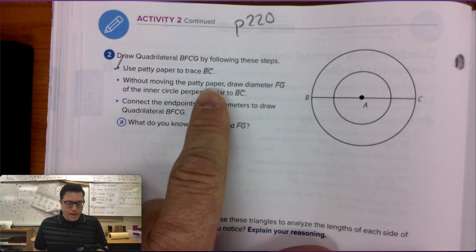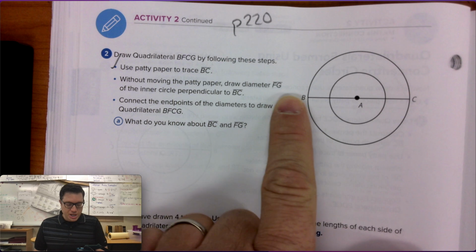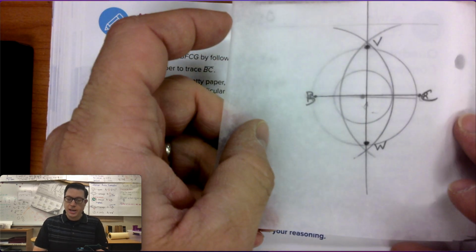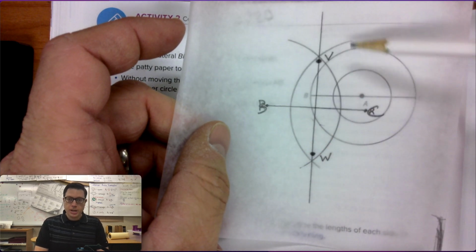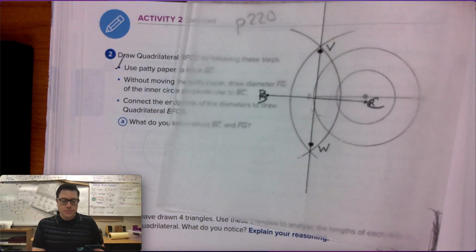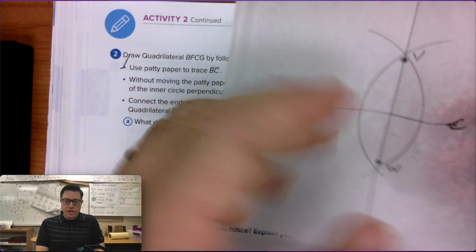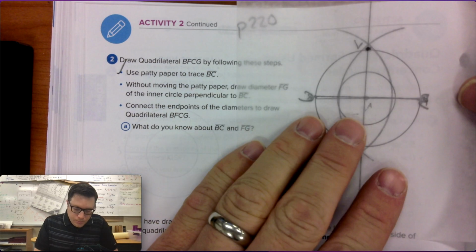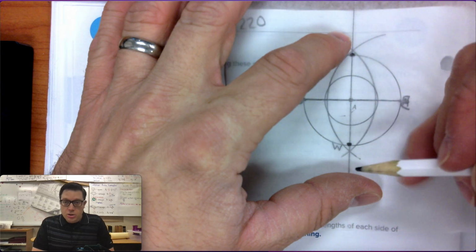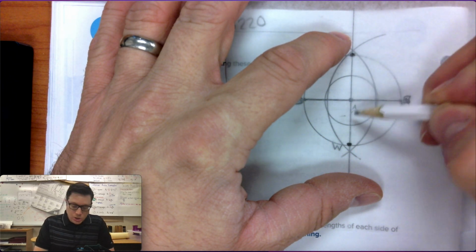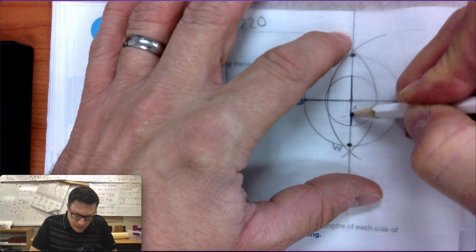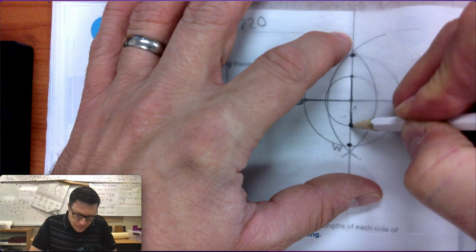Without moving the patty paper, draw a diameter FG of the inner circle perpendicular to BC. My trick with the patty paper, a reminder, is that we create a perpendicular bisector by using circles. That's where the compass comes into play. But once we've already got this created, we can just flip it over, line it up again, and then for the perpendicular bisector on the inner circle, the small one on the inside, just trace over the patty paper, maybe put a couple of dots here.